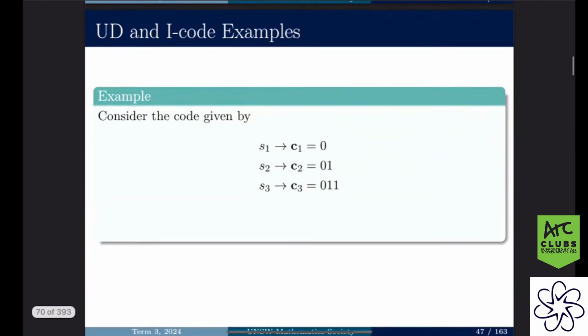Here's another code. Is this one instantaneous? I say the answer is no, for the same reason as before. 0 is actually a prefix for every single one of these codes. Yeah, actually this is peaking a little bit.